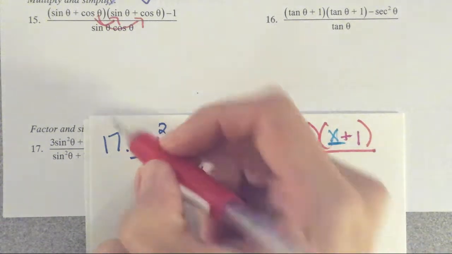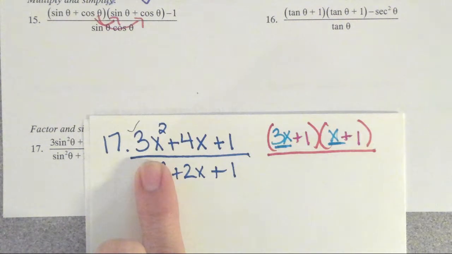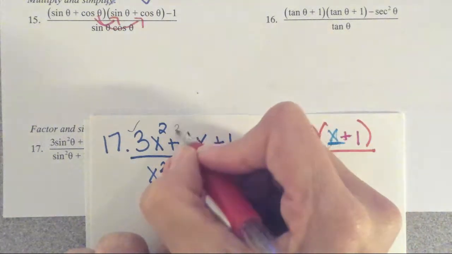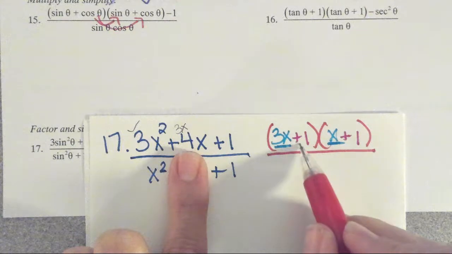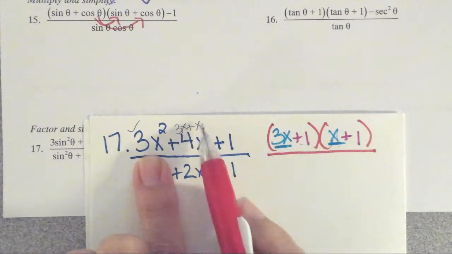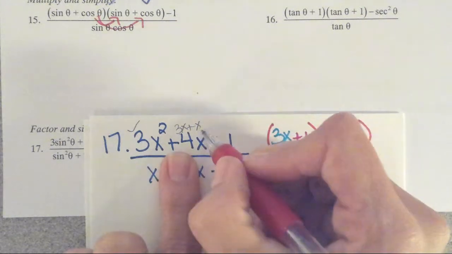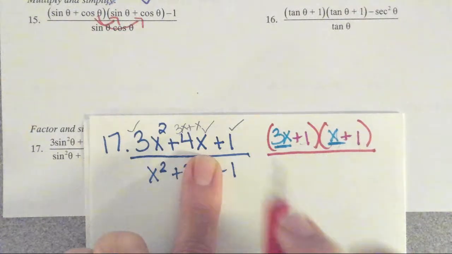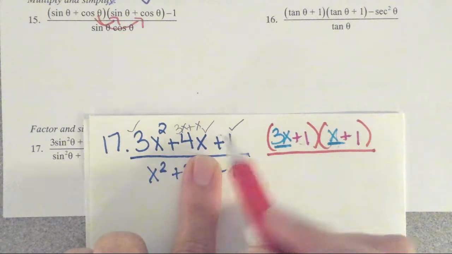3x times x is 3x squared. That one worked. 3x times 1 is 3x, and 1 times x is x. So 3x plus x is 4x. Check, that worked. And then 1 times 1 is 1. So it worked. I just FOILed it back out, and I got what I started with.